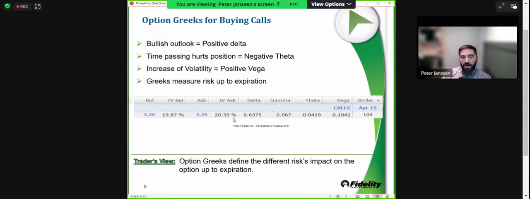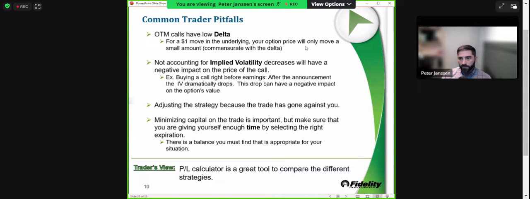So Greeks are just a way to quantify or express the risk that we're taking, or dynamically how a unit of change for a stock price, or for a calendar day coming off, or for a change in implied volatility is going to change.